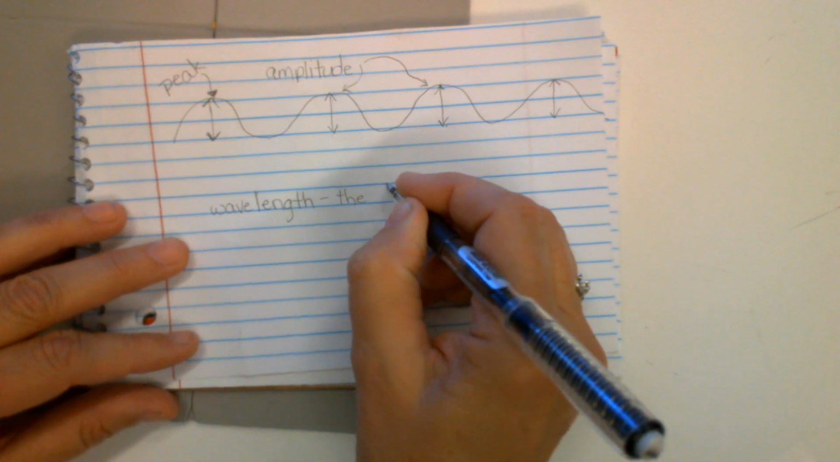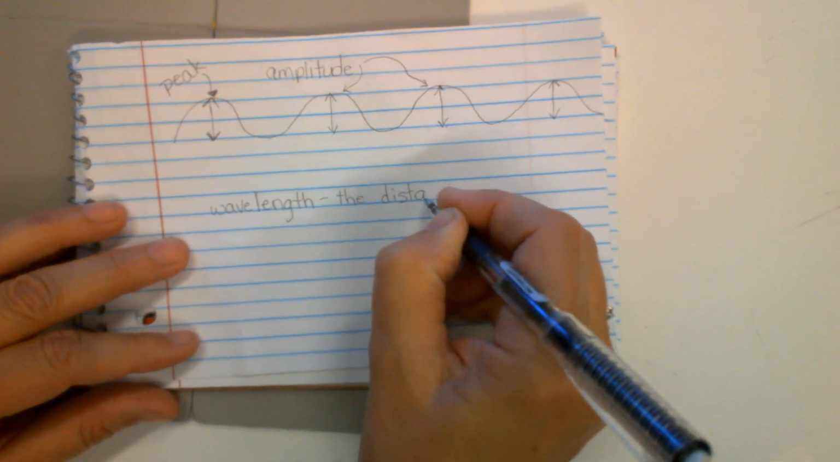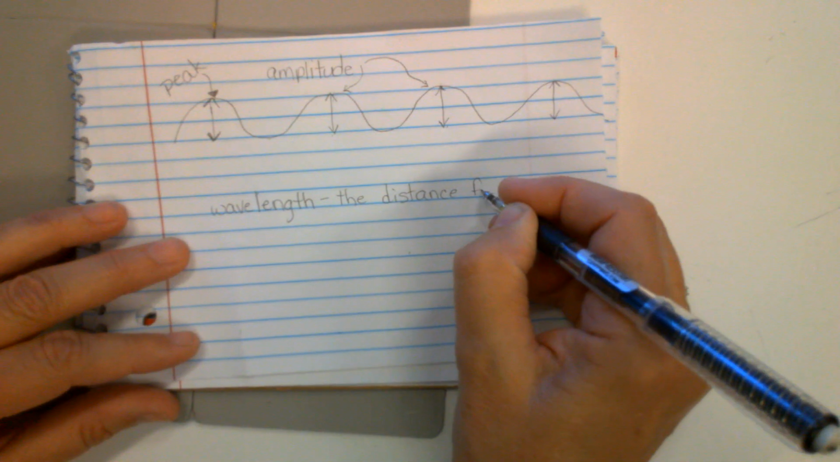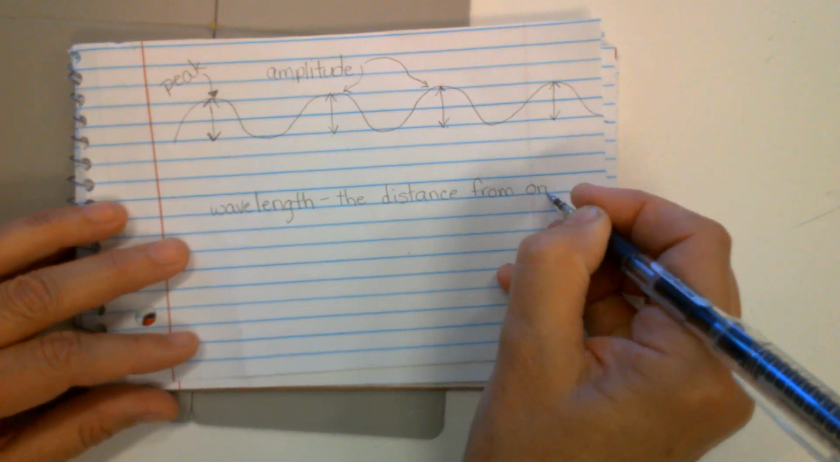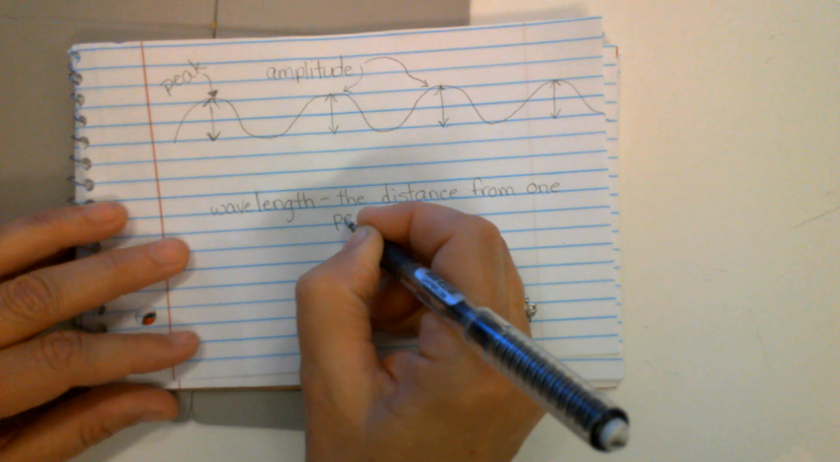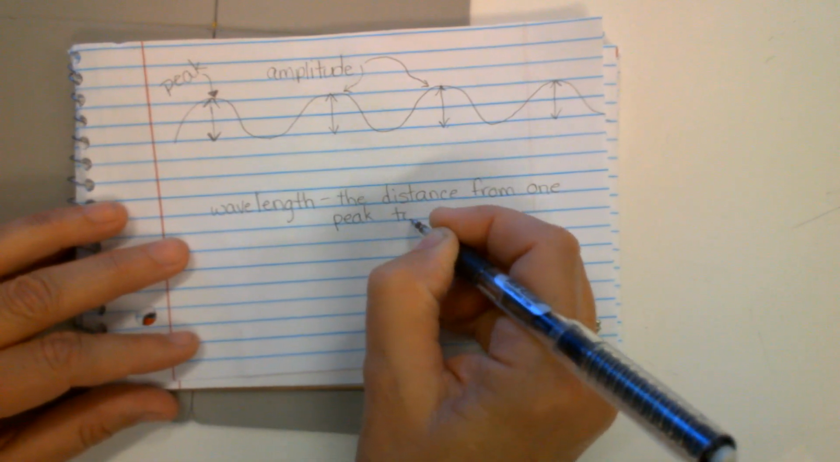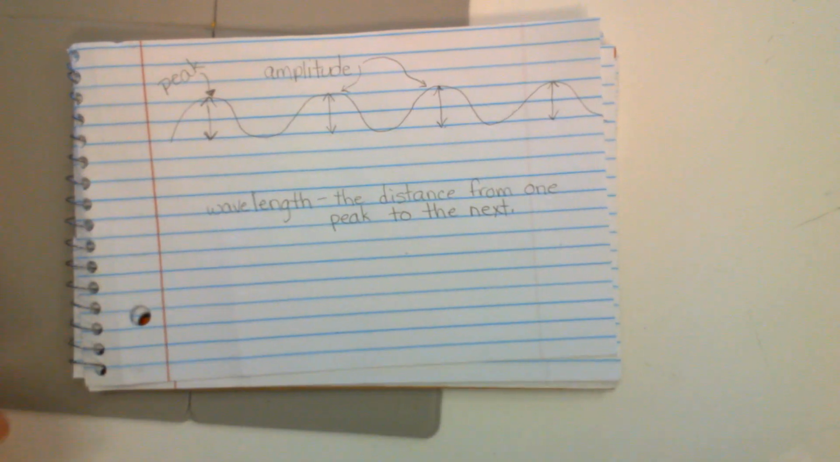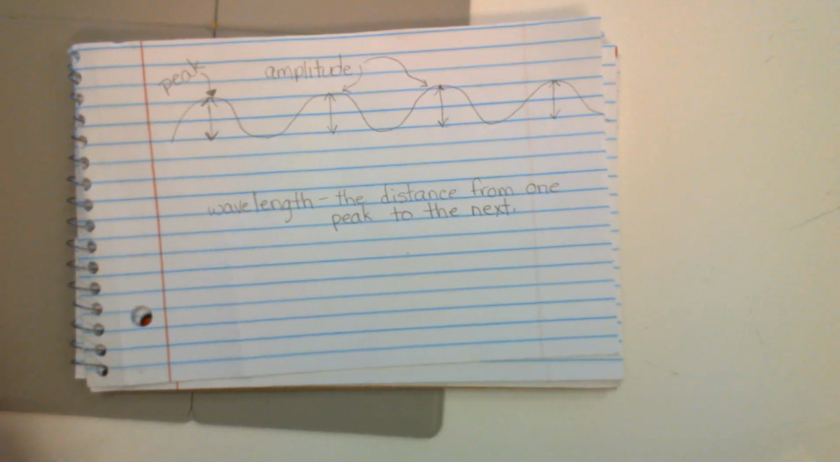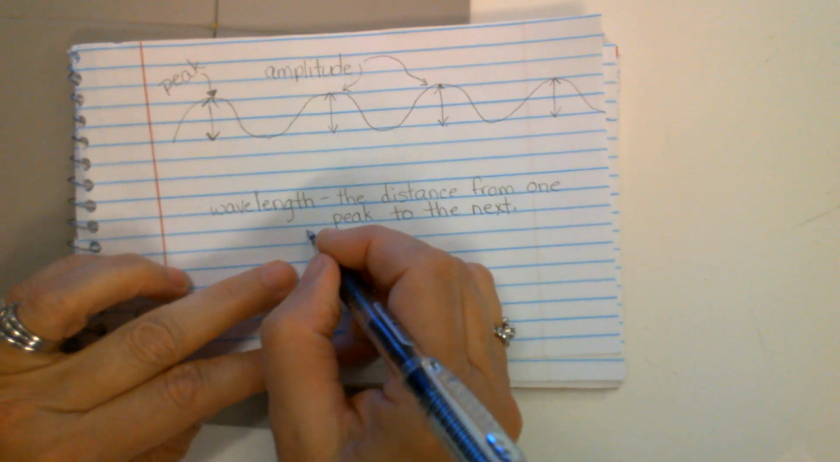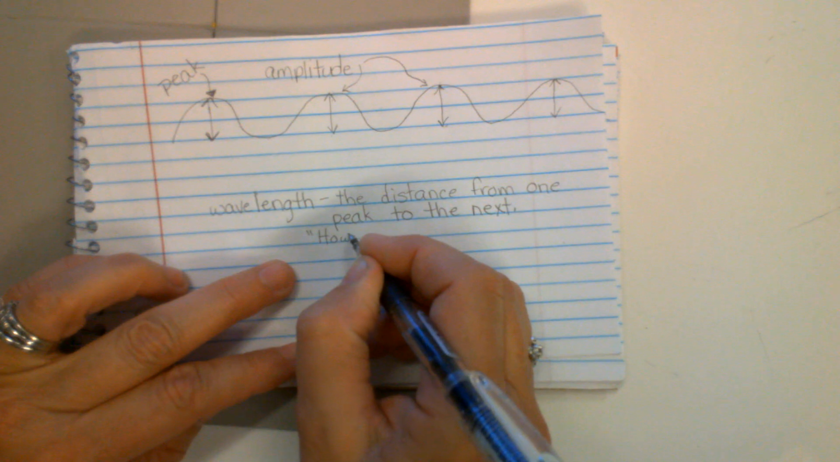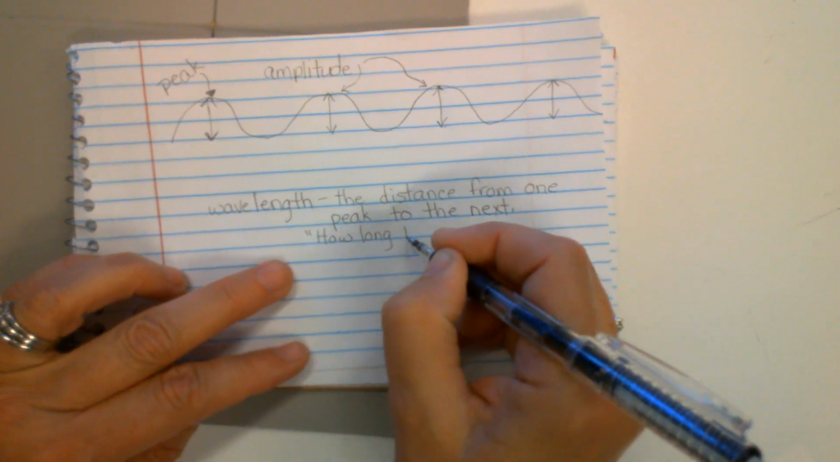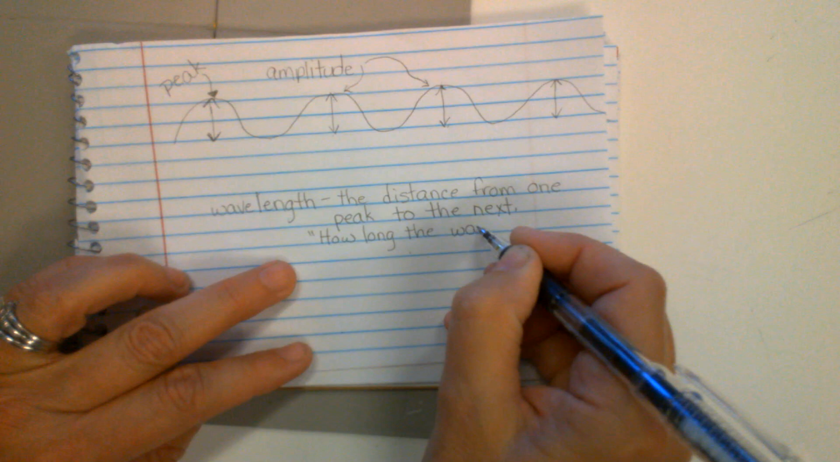The distance from one peak to the next. Okay, so that's the meaning of wavelength. One wavelength is one wave cycle. The wavelength is how long the wave is. And I'm going to put that like this: how long the wave is.